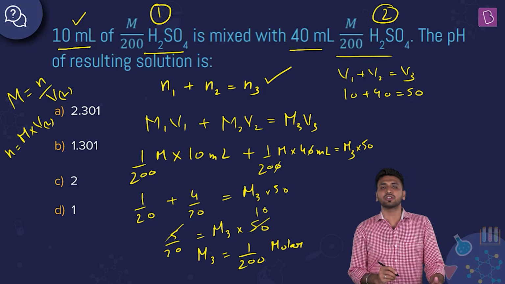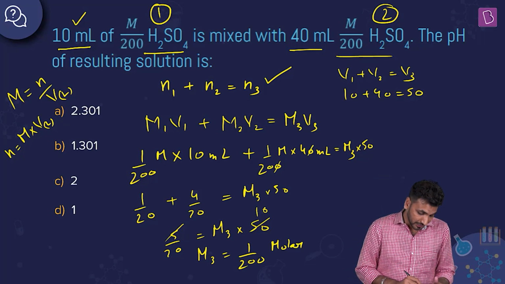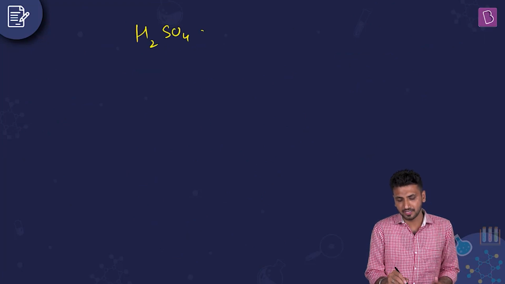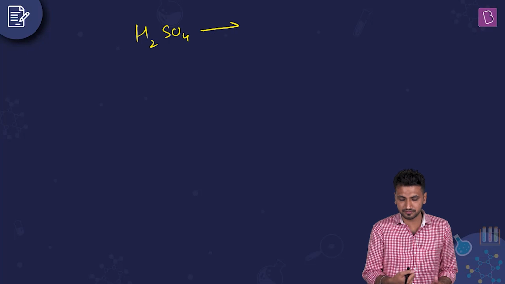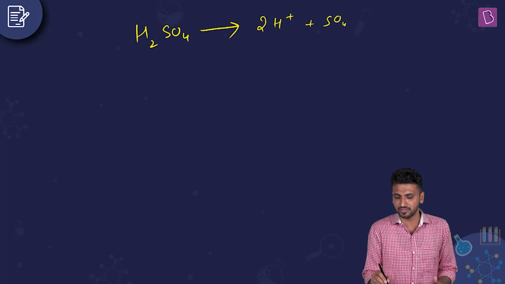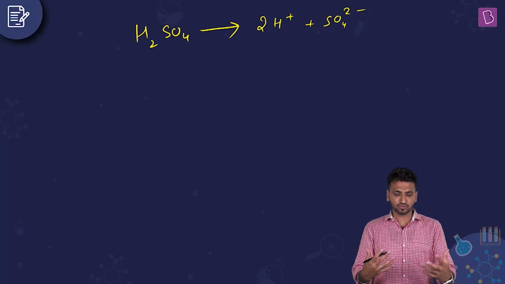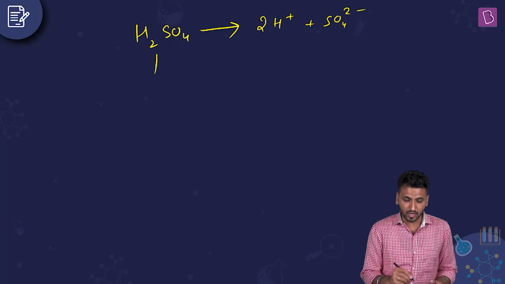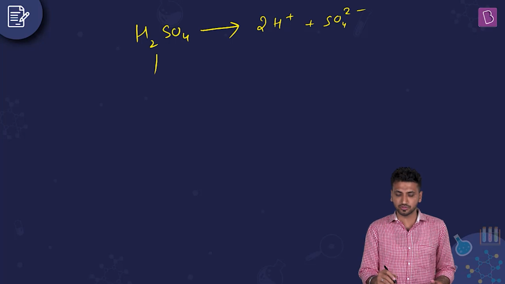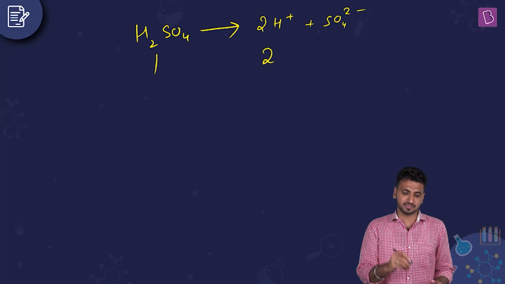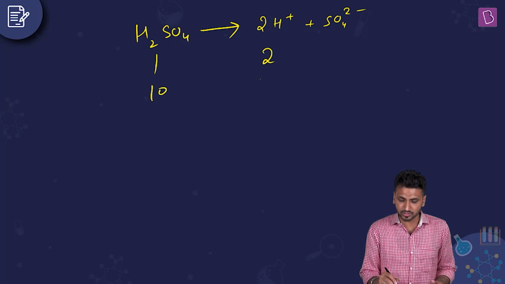But is this going to be your answer? No, no, no. We have to calculate the pH value, right? So if I say H2SO4 dissociates into 2H plus and SO4 2 minus, right? So if you just read the stoichiometry, if it is like 1 mole of H2SO4, it is going to give you 2 moles of H plus. If it is 10 moles of H2SO4, it is going to give you 20. If it is X, this will be 2X.